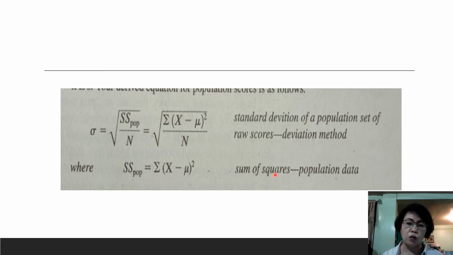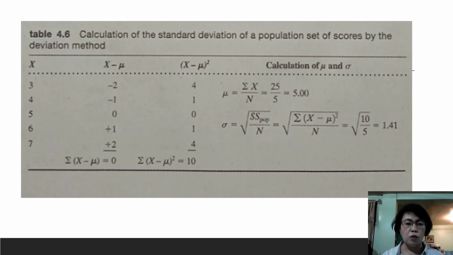the quantity in parentheses, the score minus the population mean, squared. Okay, so you have Table 4.6, the calculation of the standard deviation of a population of scores by the deviation method. Here you have the set of scores symbolized as X. These are the spread of scores. Here is the formula for the score minus the population mean. And the third column is the quantity in parentheses, the score minus the population mean, squared.